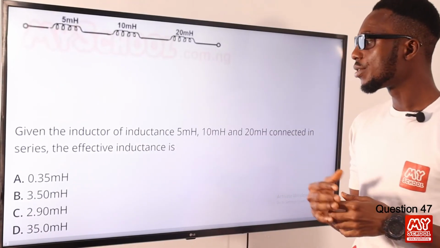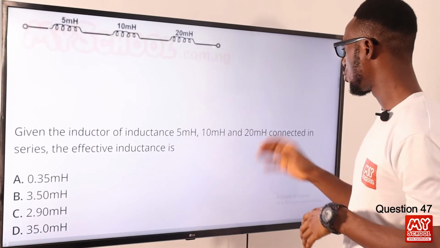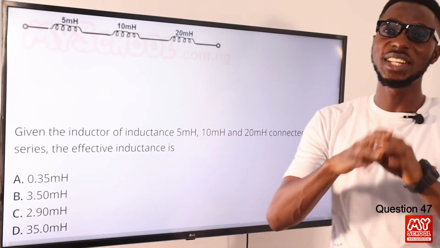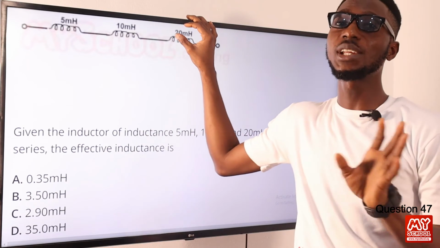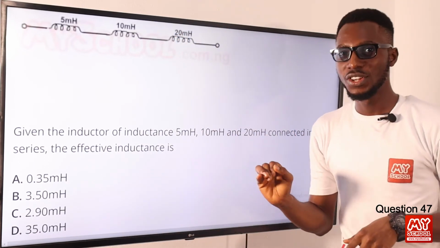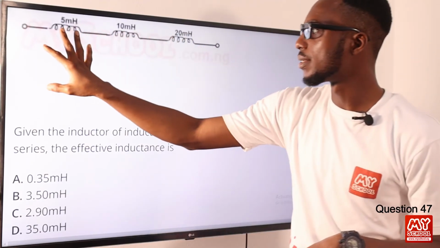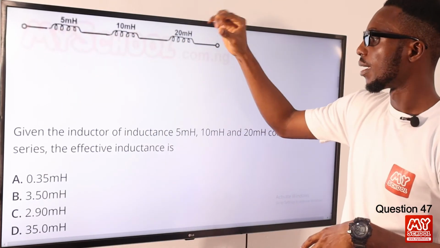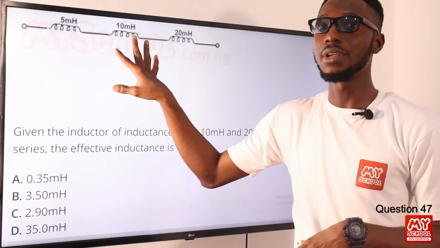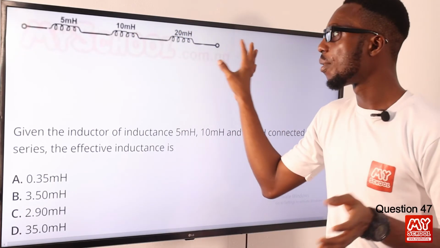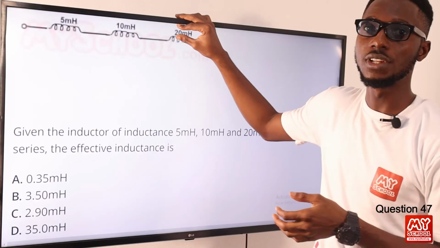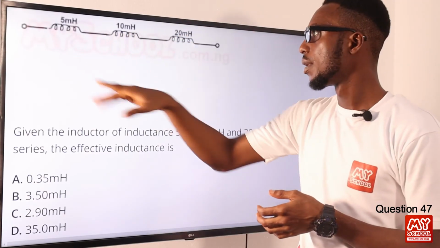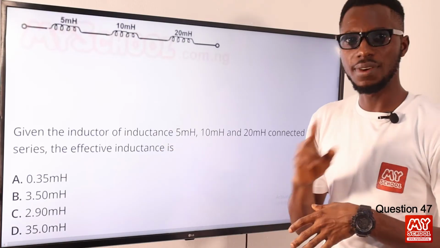47. Given the inductors of inductance 5, 10, and 20 connected in series, the effective inductance is actually the sum of all of this. So 5 plus 10, 15. 15 plus 20 is actually 35. And take note of this. Since we have an arrangement in series, the sum of all this will be greater than the largest value you can have here. So you can see the largest value we have here is 20. So the sum of the 3 or 4 or whatever amount you have there will be greater than the biggest of these values. Okay, so the answer here is 35. So where do we have 35? Not 3.5, 35. So option D is the right option.